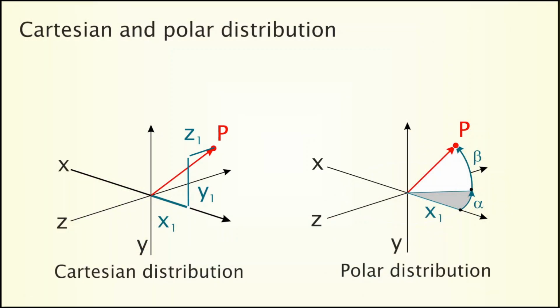Let's start with a short reminder about the differences of Cartesian and polar distributions. Both times it is about defining the positions of a certain point in space. Cartesian distributions will use the three coordinates of this point, x, y, and z, while polar distributions will use only one coordinate, here the x coordinate, and two subsequent rotations around the two other axes.